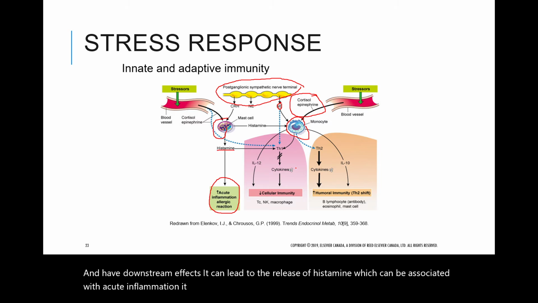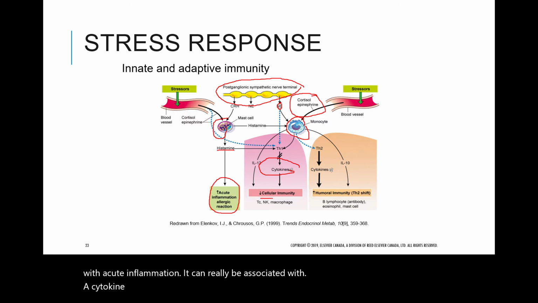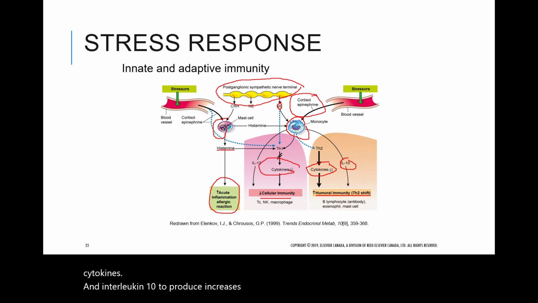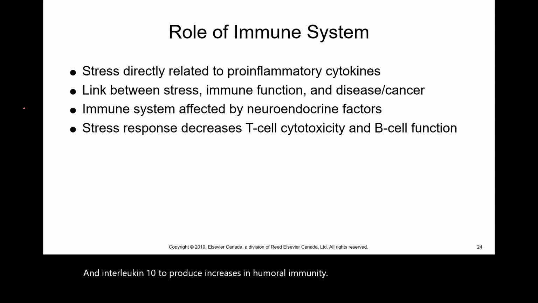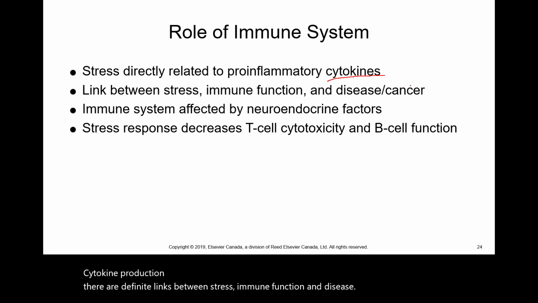It can really be associated with cytokine production and lead to decreases in cellular immunity. It can also be associated with cytokines and interleukin 10 to produce increases in humoral immunity. As you can see here, stress is directly linked to cytokine production. There are definite links between stress, immune function, and disease. Cancer is one example.